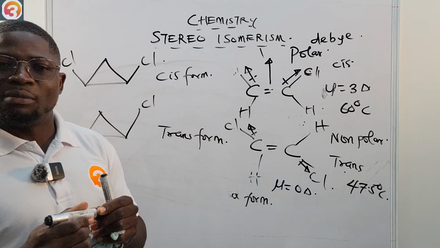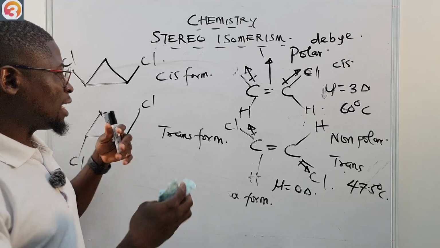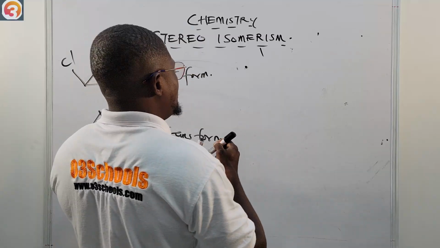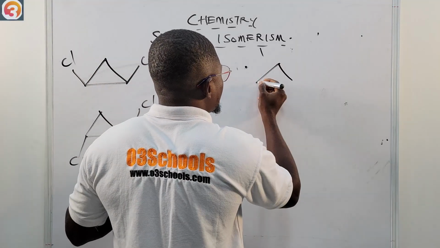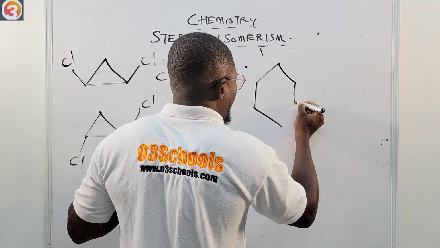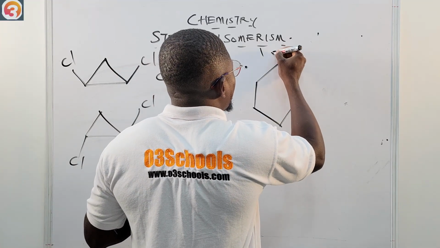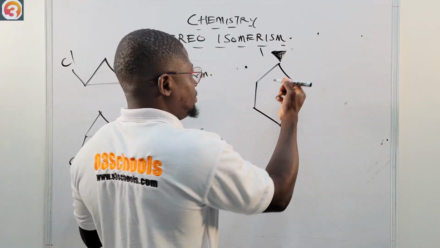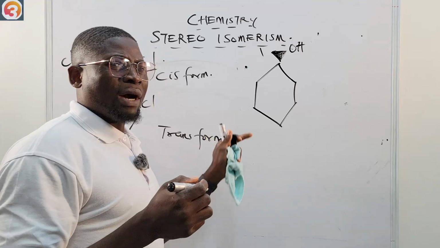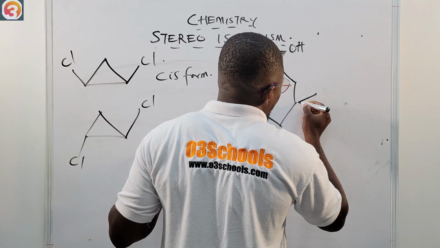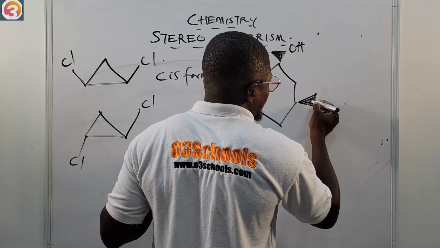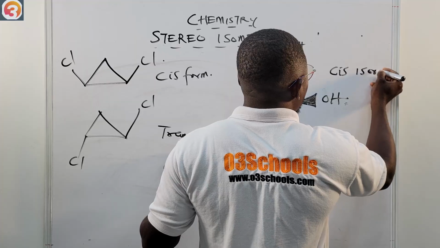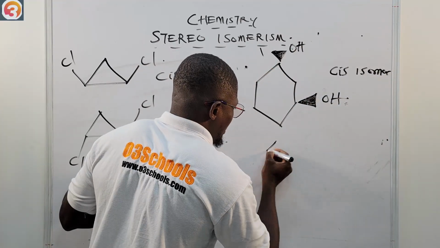So this is the cis isomer, and this is the trans isomer. This is a ring system. You can also represent it in another way, like this. You can see the arrow: this arrow is going out of the page. You can represent it with two hydroxyl groups, and this one is also going out of the page. This is OH also. This is the cis isomer, and then this is the trans isomer.